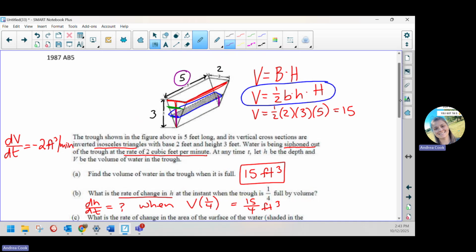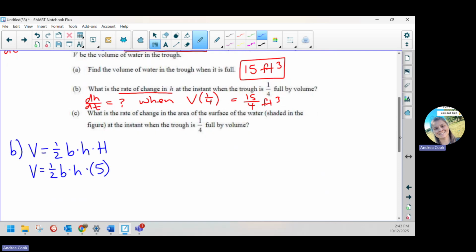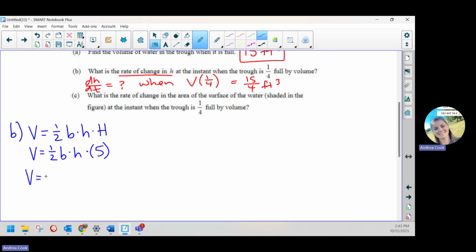So when we do that volume equation for part B, we have volume equals 1/2 little b little h times capital H. The lowercase b and the lowercase h do change, but the distance of 5 does not change. So our equation for volume is 5/2. Let's go ahead and multiply: 5/2 b times h.